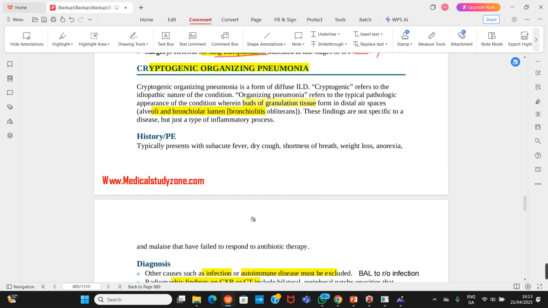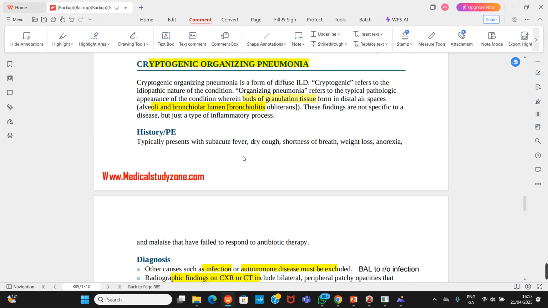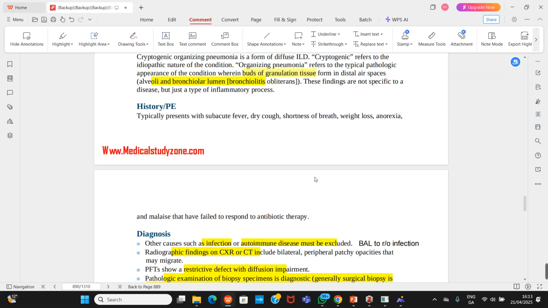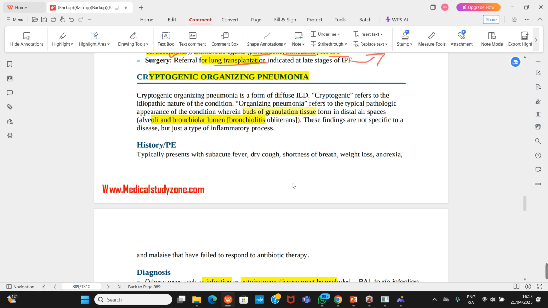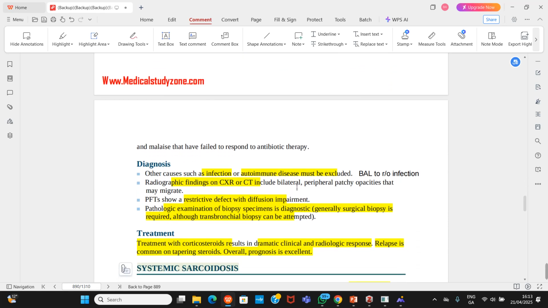But before you can nail COP, because this is an idiopathic cause, you must have ruled out other potential causes of that presentation. And one potential cause is pneumonia that we have talked about. So you have to do a bronchoalveolar lavage, take sputum and lavage the bronchial secretions and culture them, gram stain, and check if there's any infection before you can say that this is COP. It's a diagnosis of exclusion. You must have excluded the potential causes of that presentation.